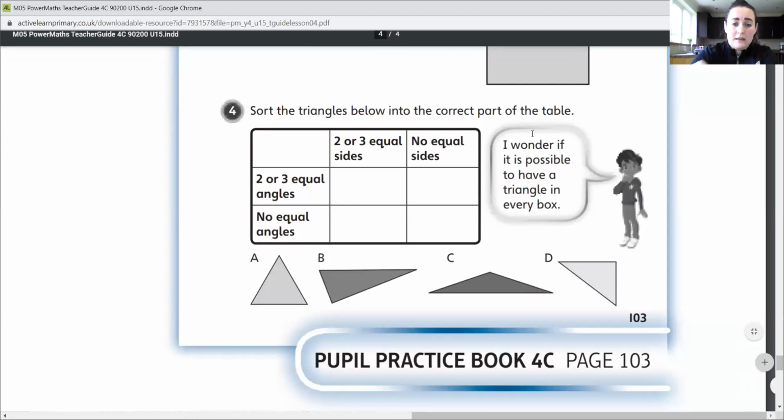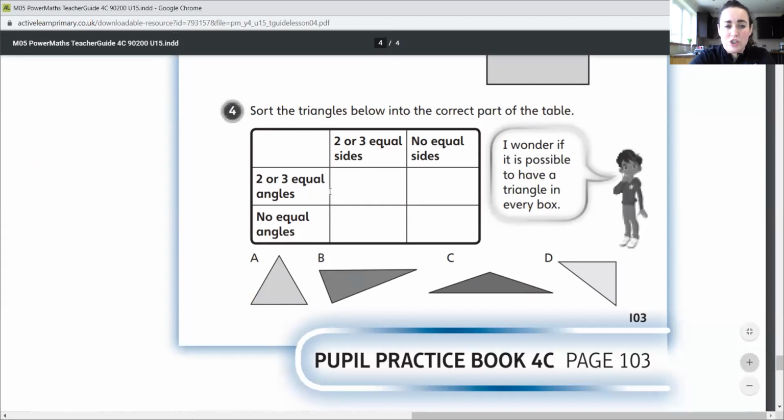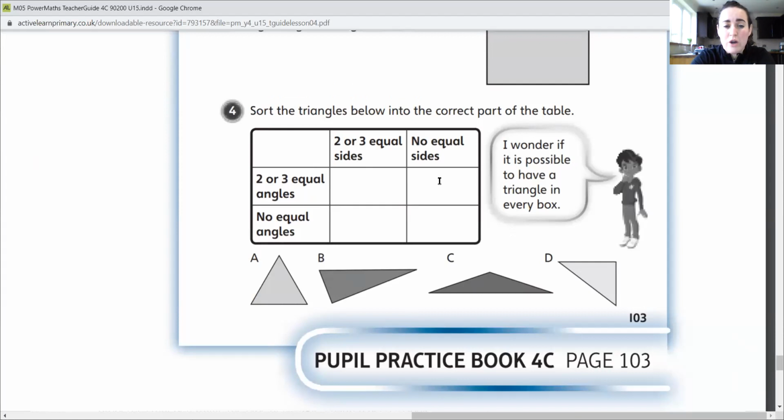And then last but not least, you just need to sort the triangles below into the correct part of the table. So you've got 4 shapes here. Can you decide whether or not they have got 2 or 3 equal angles, or no equal sides?